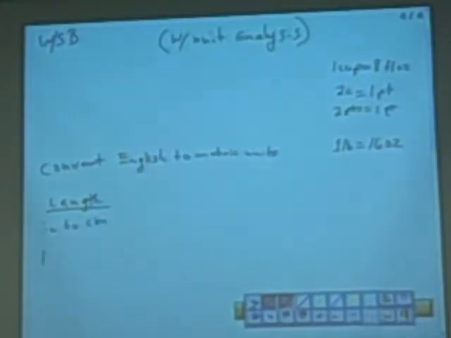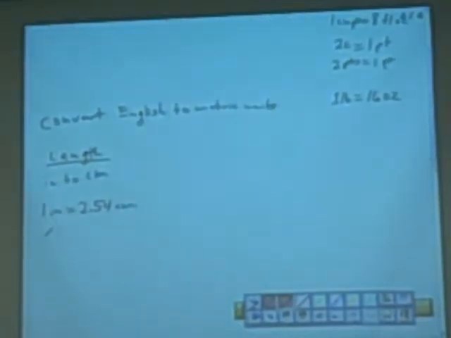And so we have 1 inch equals 2.54 centimeters. So we can say that the conversion for this is 1 inch over 2.54 centimeters, or 2.54 centimeters over 1 inch, depending on what unit we have to cancel out.